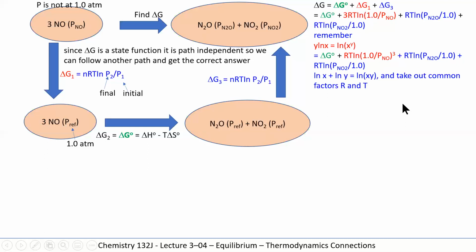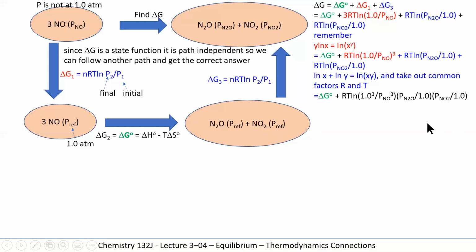So now we're also going to use a mathematical equation: the ln of x plus the ln of y equals the ln of x times y, because we've got 3 different terms here that we want to reconcile. So now we're going to take out the common factor, RT, and apply this rule, and we now end up with RT ln of 1 cubed over the pressure of NO cubed, times the pressure of N2O divided by 1, times the pressure of NO2 divided by 1.